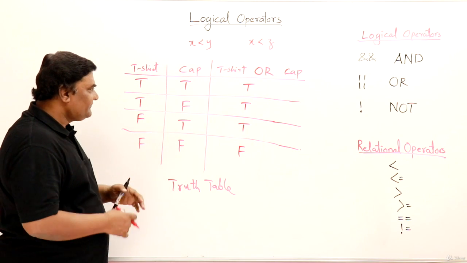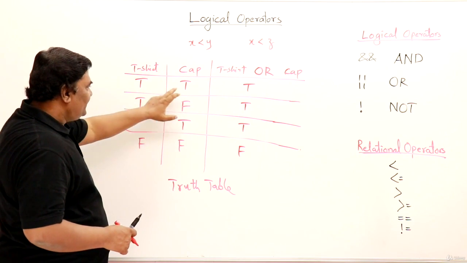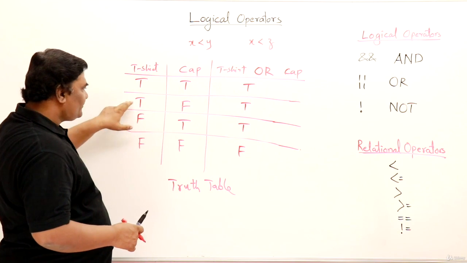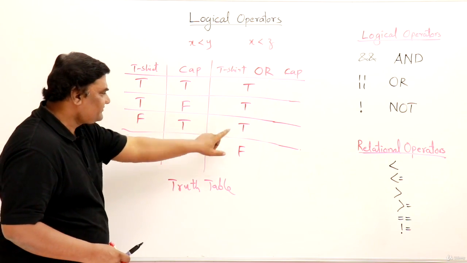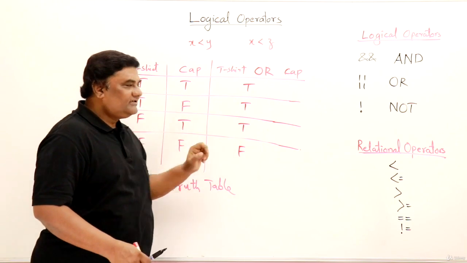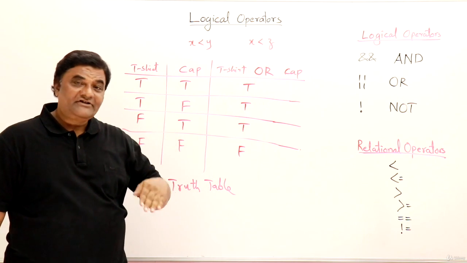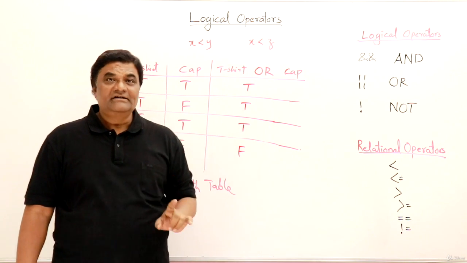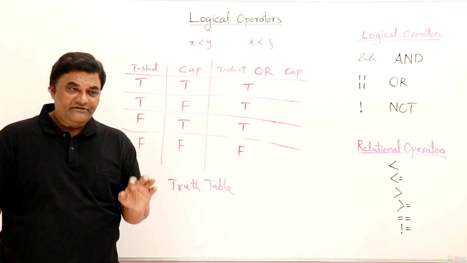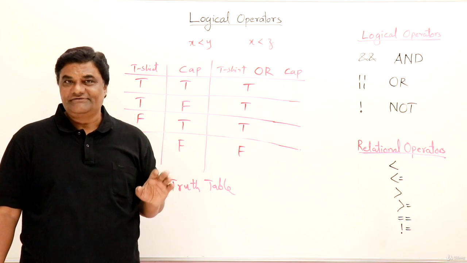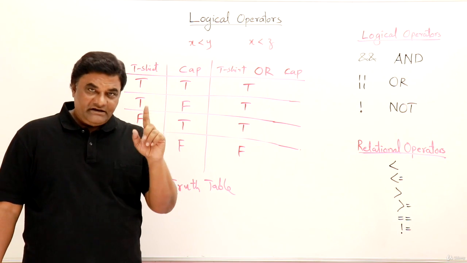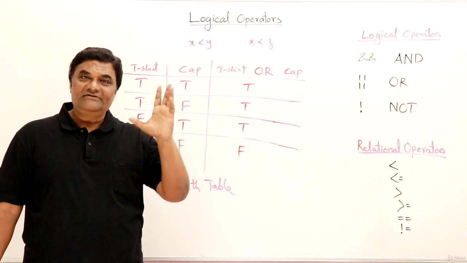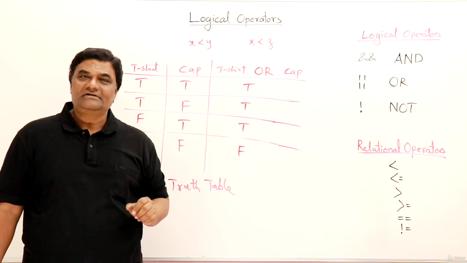Now how to remember this one? If any one of them is true, it will be true. This is true, so it is true. This is true, so this is true. Both are false, then false. So the difference between and or is, in and, if one is false, everything is false. In or, if one is true, everything is true. This way you can remember it.